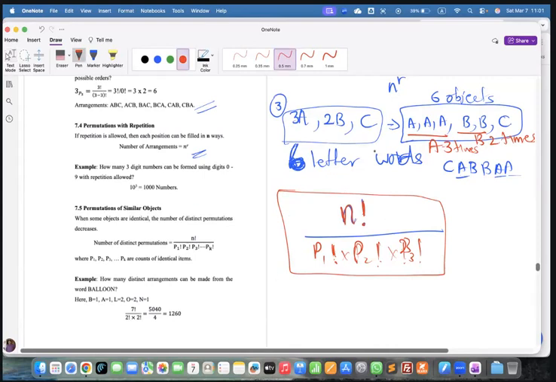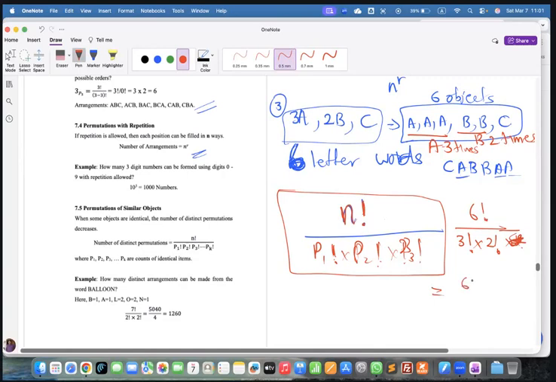So now tell me, here we have 6 letters, so 6 factorial. A occurred 3 times, so 3 factorial, into B occurred 2 times, 2 factorial. We don't need to worry about the C, because C occurred only one time. If you want, you can divide by 1 factorial, but 1 factorial is equal to 1, so I can ignore it. So 6 factorial over 3 factorial into 2 factorial. What is the answer for this?